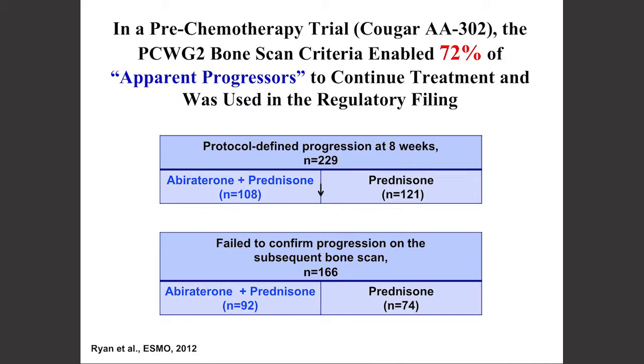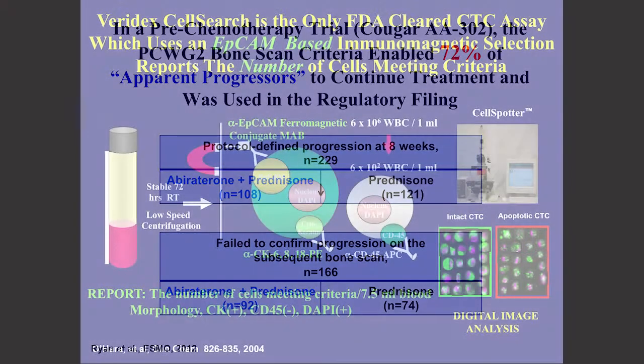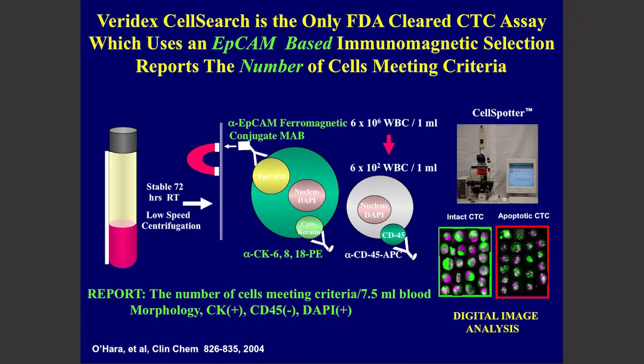72% were not confirmed on a subsequent scan. So 72% of the patients who showed a worsening scan did not have disease that was worsening. So again, when you're using scans in a prostate cancer patient, interpret them very carefully.